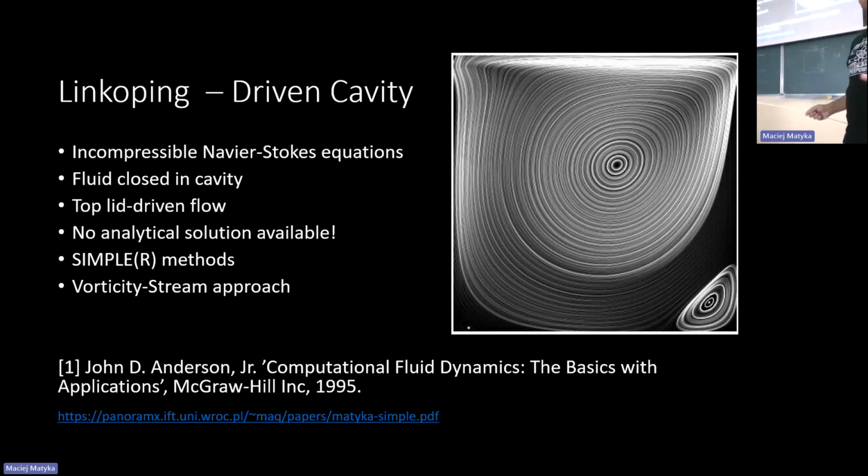So we have to basically find a solution to the full Navier-Stokes. Gravity is removed because gravity does not act here, and we have a top-driven flow. There is no analytical solution. We have methods which are called the SIMPLE family. And what does SIMPLE mean?